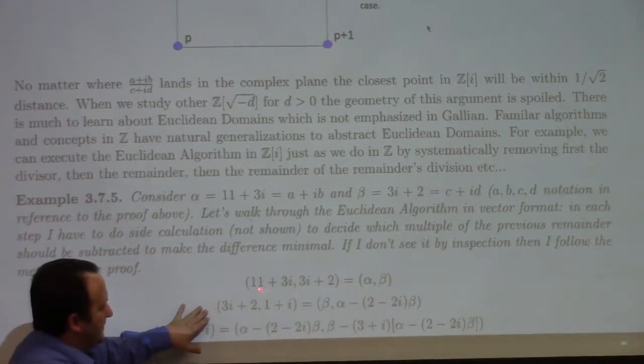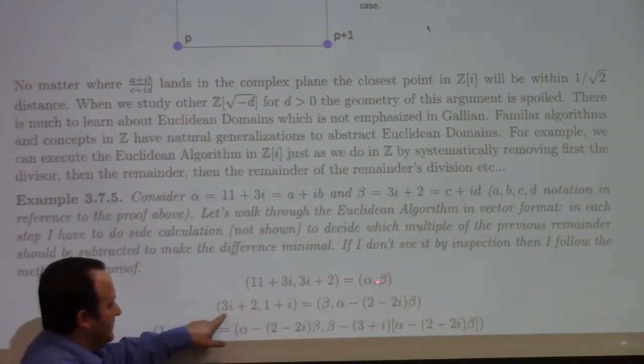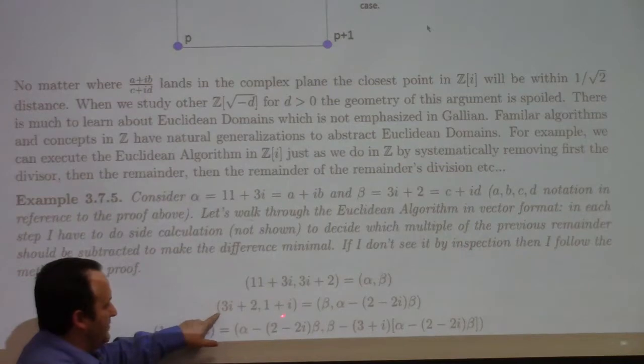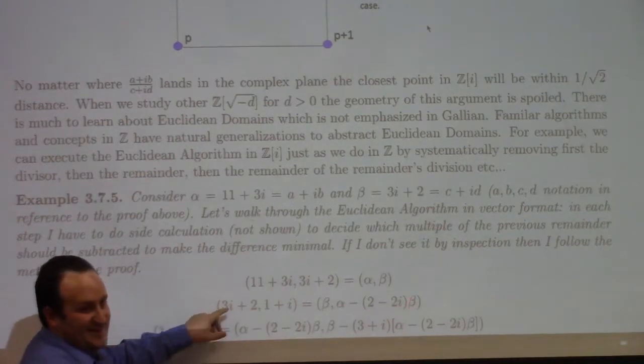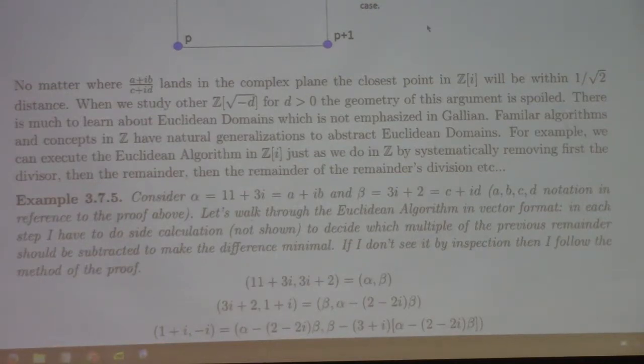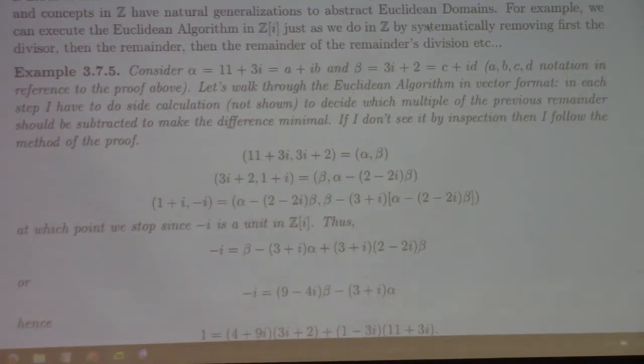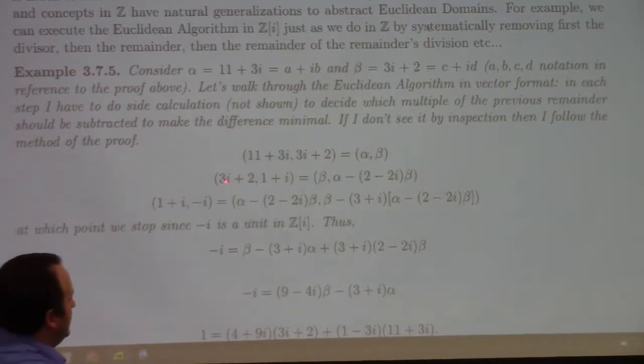Anyway, so start with this. Then, of course, the beta goes down here, right? And then I have 1 plus i, which is the remainder, formed by doing what? By taking 11 plus 3i and subtracting 2 minus 2i times beta. Now that's not obvious, but if you think through this idea, you can see how to come up with the q's by just doing calculator work. And so that becomes your new remainder, right? And then you divide by that. And to do that, I take my beta, I subtract off 3 plus i times, where was I?